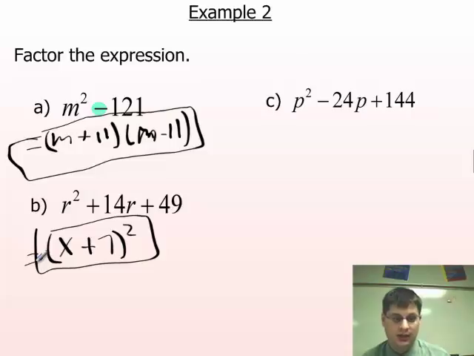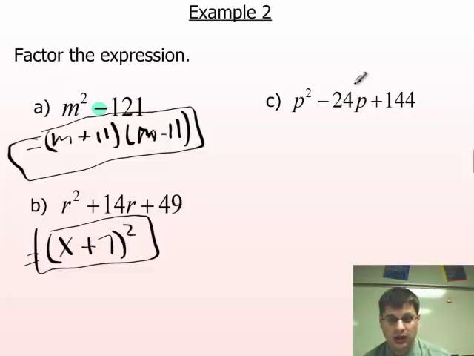So, yay. This last one, again, I'll go through the checks. p squared, that's a perfect square. 144, that's 12 times 12. And then here, is it 2ab?